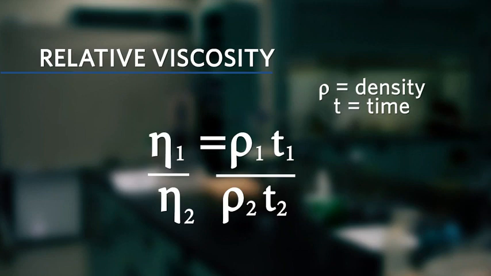The purpose of Experiment 6 is to measure the relative viscosities of a series of alcohols and a series of alcohol-water solutions. The reference liquid used for all samples is water. As discussed in class, the relative viscosity is calculated using densities and flow times.